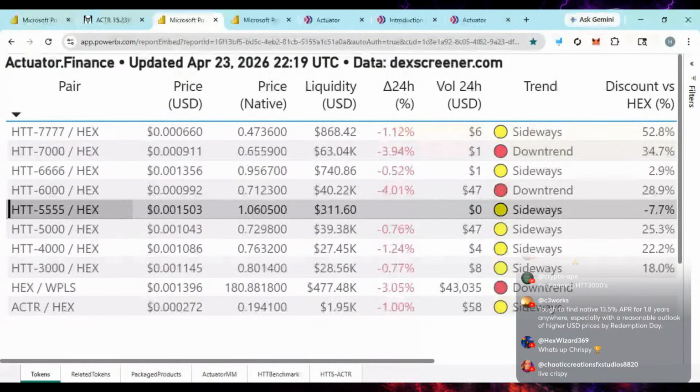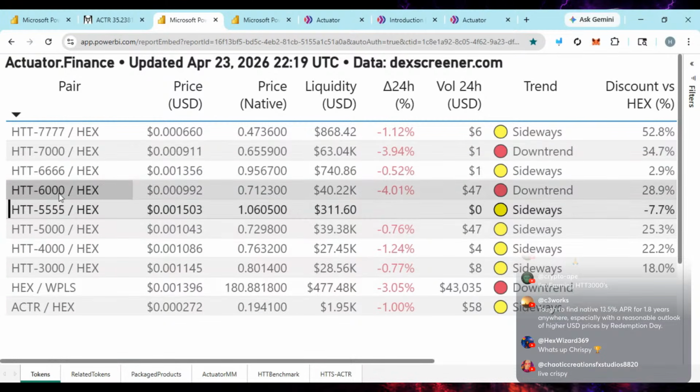And so there are ways to determine when something is overpriced. Since this is about 1 HEX to 1 HTT right now, we can tell by looking at it that it is overpriced, right? There should be a discount. There should be a discount. That's because the market should be discounting it for the time it will take to get to day 5555, right? But it's not. So right now it's set up at 1 to 1.